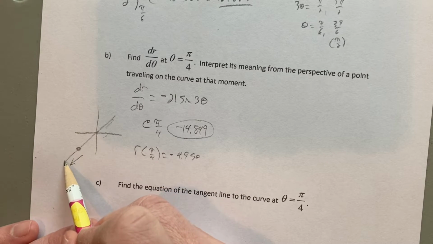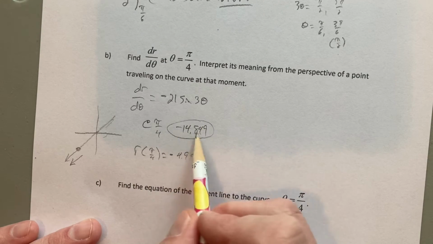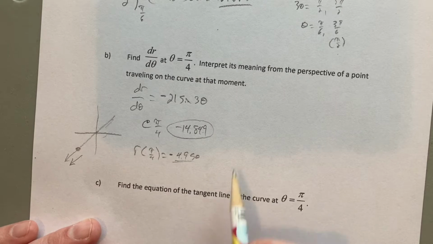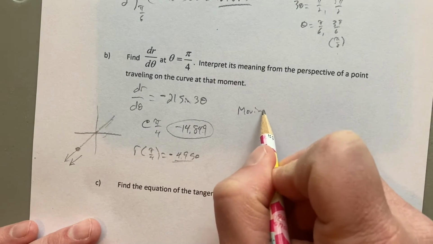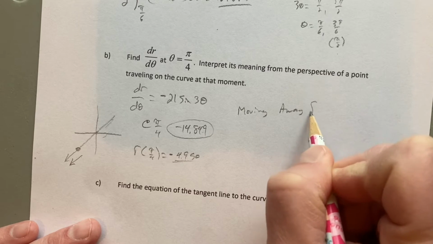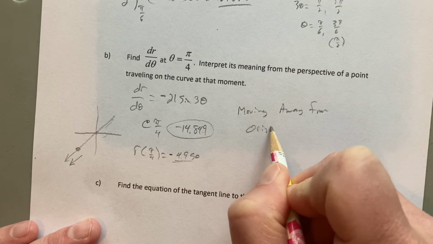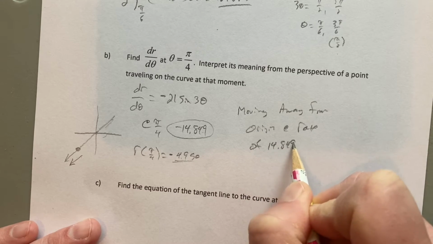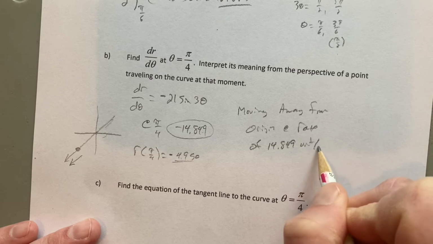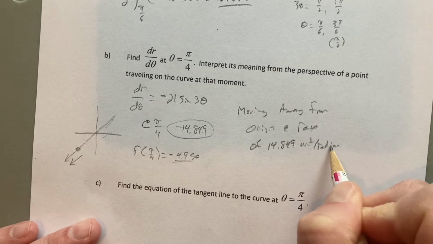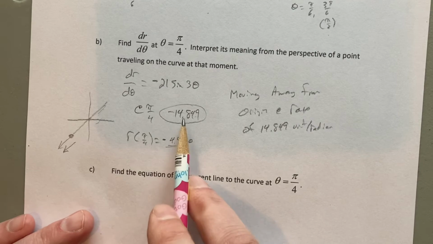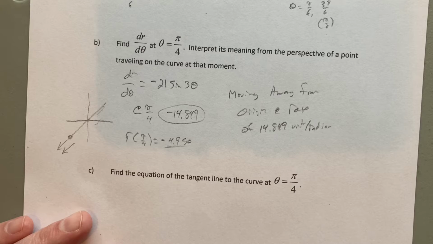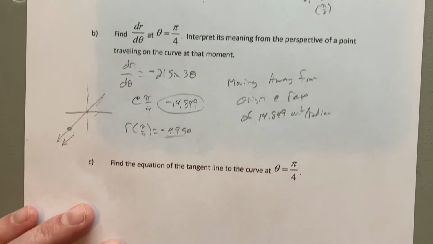So what does this negative 14.849 mean? Because of us being on the negative side of the pole, we are moving away from the origin at a rate of 14.849 units per radian, whatever the units would be on this, okay? So normally a negative dr d theta would mean we're getting closer to the pole, the distance is coming down, but in this case, it actually gives us that.